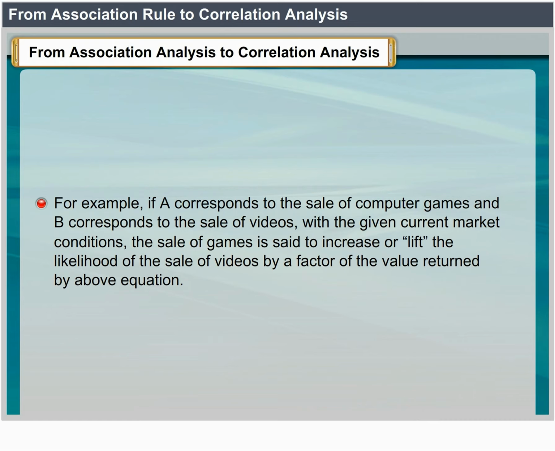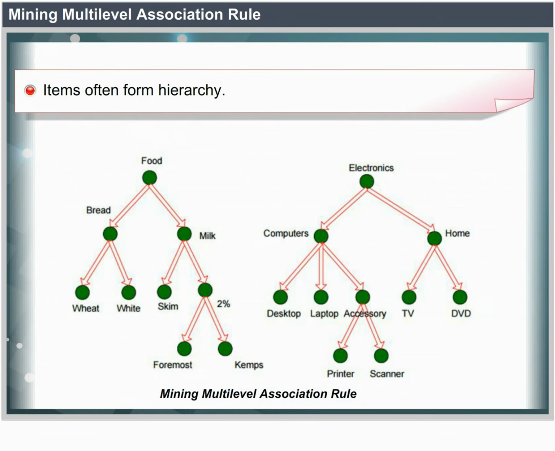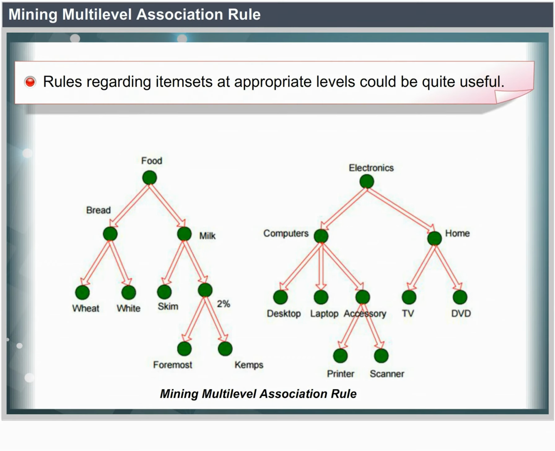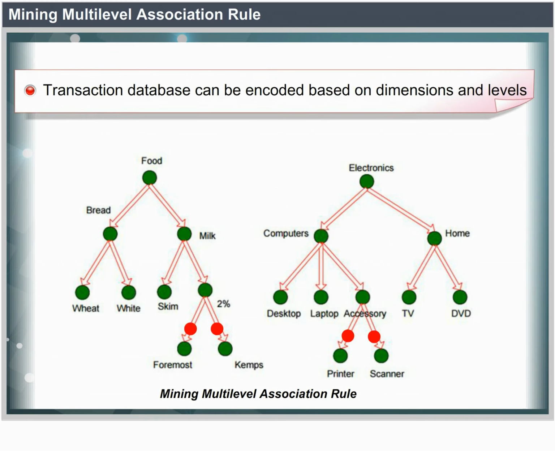Mining multi-level association rules. Items often form a hierarchy. Items at the lower level are expected to have lower support. Rules regarding itemsets at appropriate levels could be quite useful. The transaction database can be encoded based on dimensions and levels. We can explore shared multi-level mining.